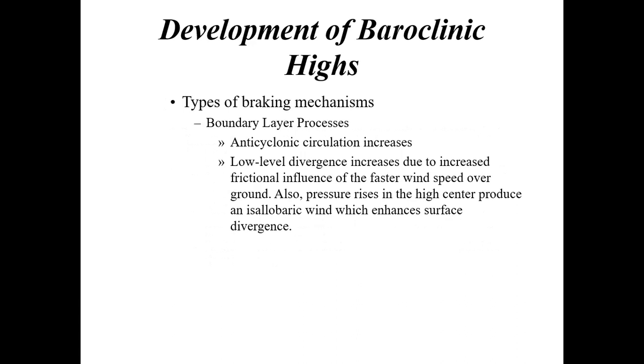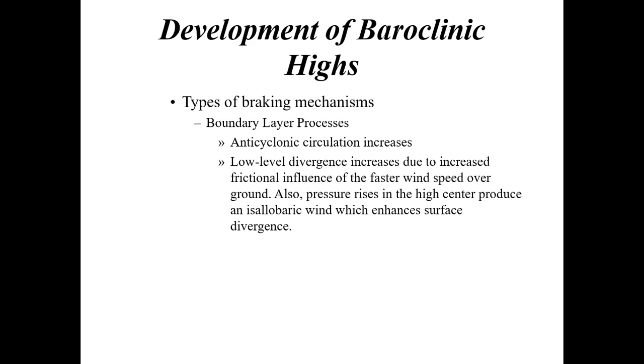Boundary layer processes play a role, again, in acting as braking mechanisms. Once you have your anticyclonic or clockwise circulation increasing around the high, the low-level divergence increases due to increased frictional influence of the faster wind speed over ground. And also you get these pressure rises in the high pressure center, which produce an isallobaric wind, which enhances surface divergence. So bottom line here is if you have low-level divergence that's stronger, then that's going to result in an increase in friction.